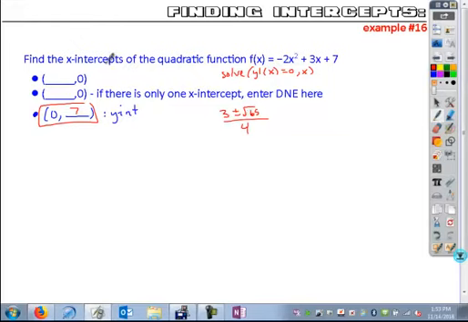And I'm going to write each one separately. So here I would write this as 3 minus square root of 65, all divided by 4. And here I would write this 3 plus square root 65, all divided by 4. And those would give me my two x-intercepts for that problem.